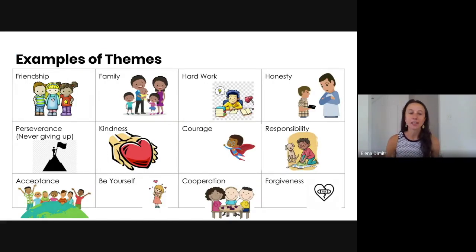Here are all examples of themes. We have friendship, family, hard work, honesty, perseverance, kindness, courage, responsibility, acceptance, being yourself, cooperation, and forgiveness. And again, those are only a few examples.